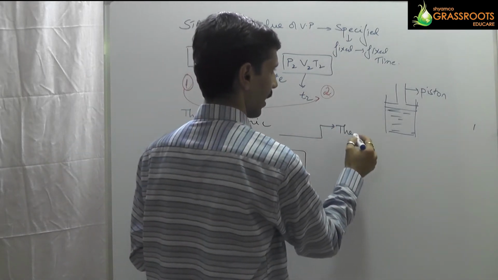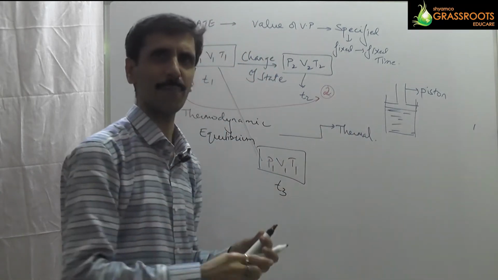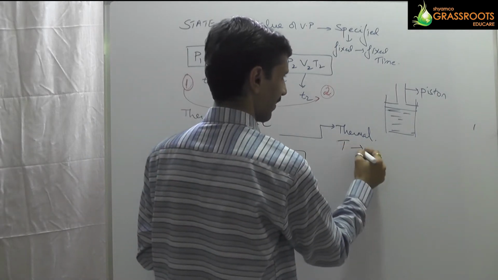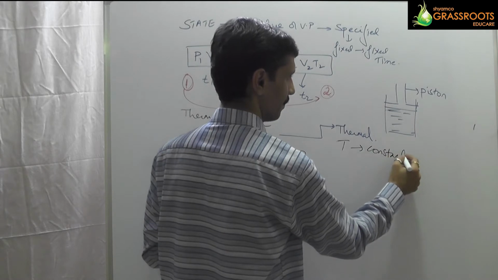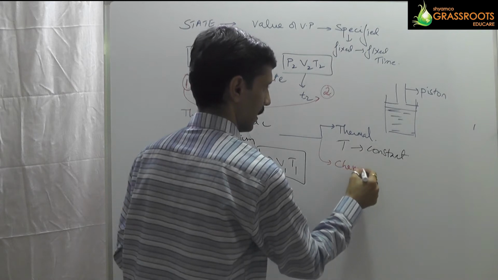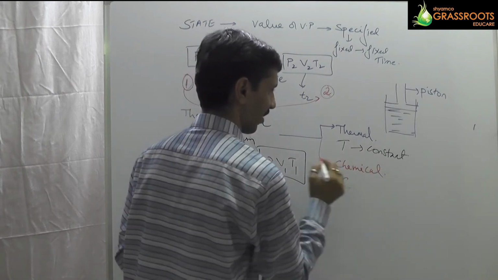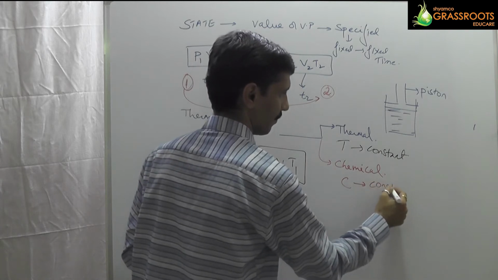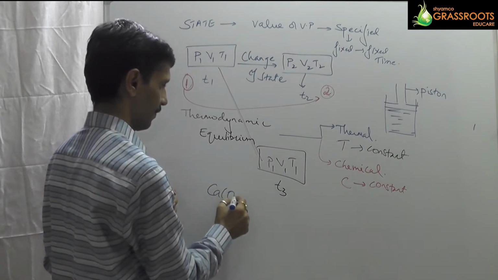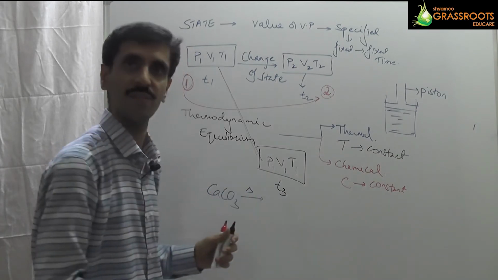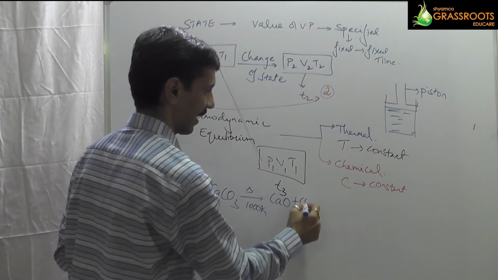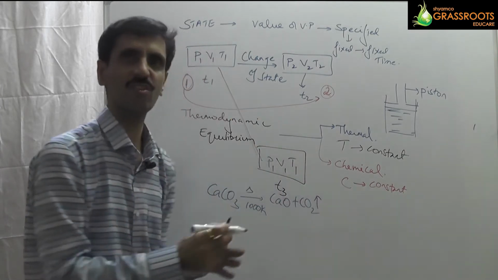Number 1, thermal equilibrium. नाम से समझ में आ जाएगा आपको, thermal मतलब yes, temperature. So यहाँ पर हम बोलेंगे temperature is constant. Next, and that is chemical. Chemical नाम से ही समझेगा आपको, concentration remains constant. एक example दो आपको. Yes, calcium carbonate. When I heat this, at a temperature of around 1000 Kelvin, it decomposes into calcium oxide and carbon dioxide. Carbon dioxide is a gas, उड़ जाएगा.